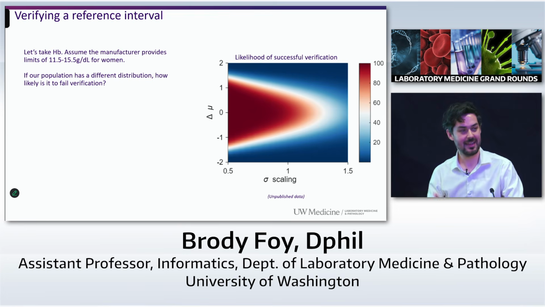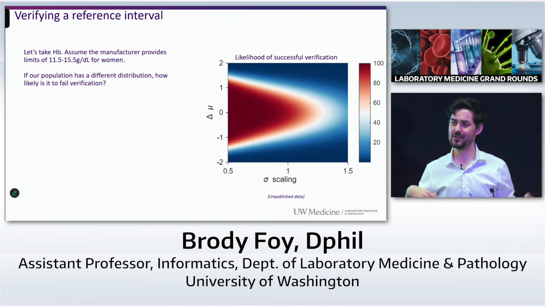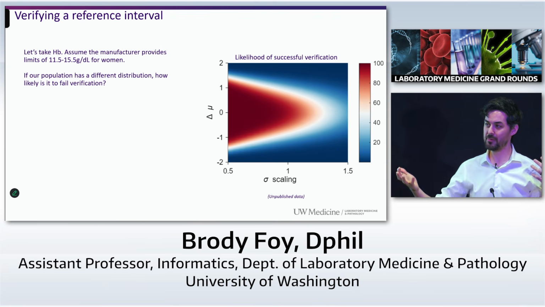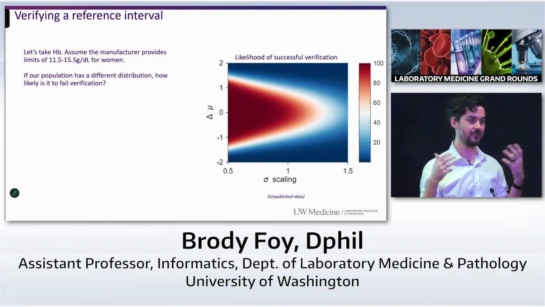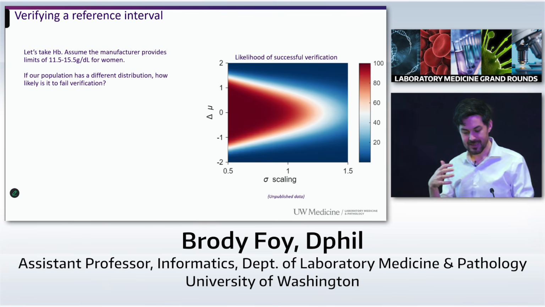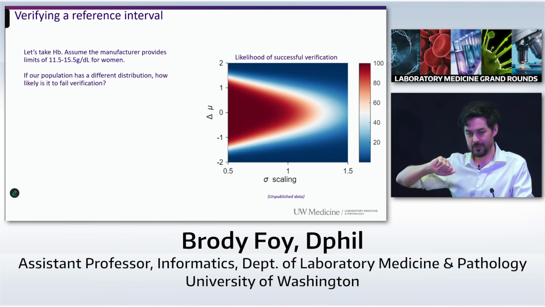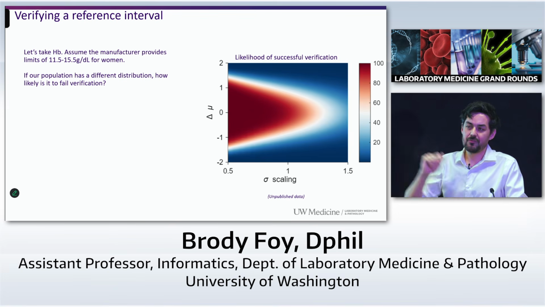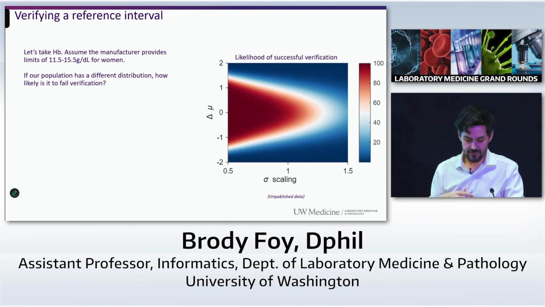Well, what about the other side? Let's say our manufacturer can afford to get a lot more samples than 120, they can build good reference intervals, and we can just verify it. Okay, so let's take something like hemoglobin. A standard reference range for women for hemoglobin might be something like 11.5 to 15.5.